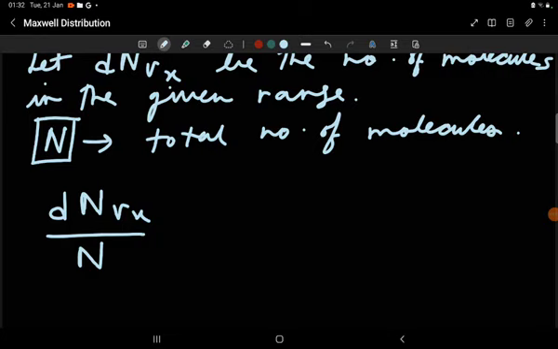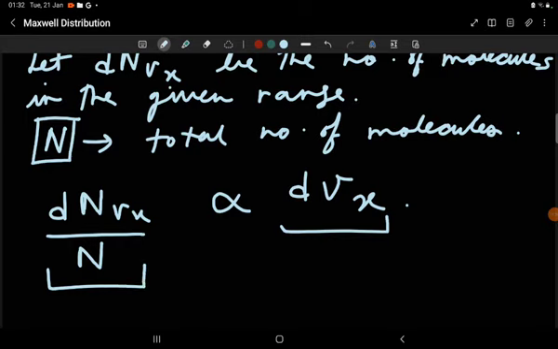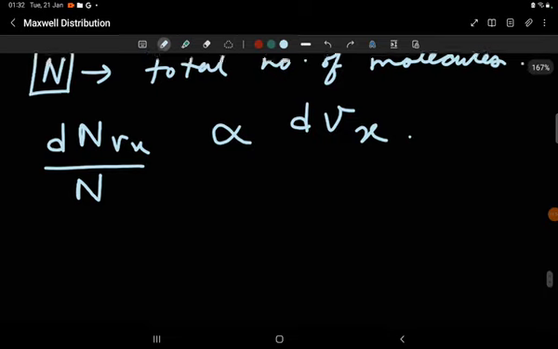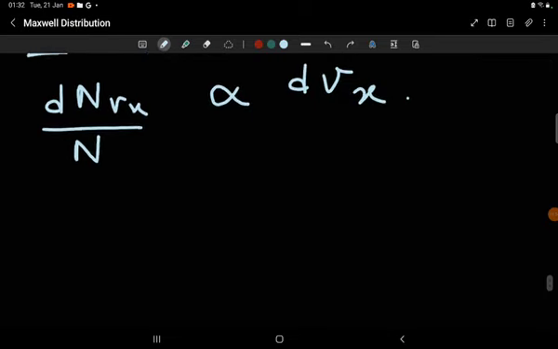Now we start off with a safe assumption. The safe assumption is that this dn Vx by n is proportional to our range of velocities dVx. Why does this assumption seem to work? Because if we take a large range of velocities, the number of molecules in that range would also be high, and it is often a safe assumption to take a direct proportional relationship. This is another of our assumptions in this derivation.